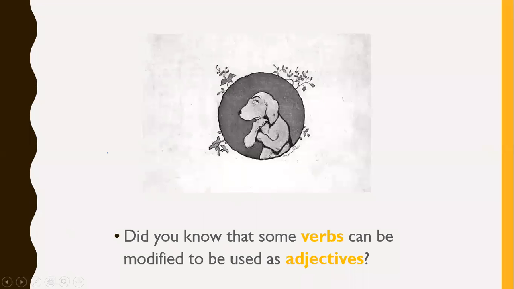So I have a question for you, serious question. We have a thinking dog here, okay? So, did you guys know? Did you know? ¿Qué significa did you know? Deben haberlo visto antes. ¿Sabías? Exactamente. Did you know that some verbs, que algunos verbs, can be modified, pueden ser modificados, to be used as what? Como adjetivos.